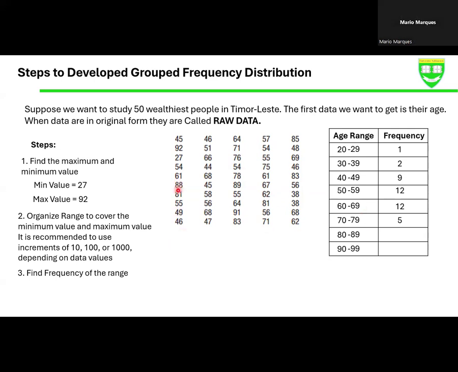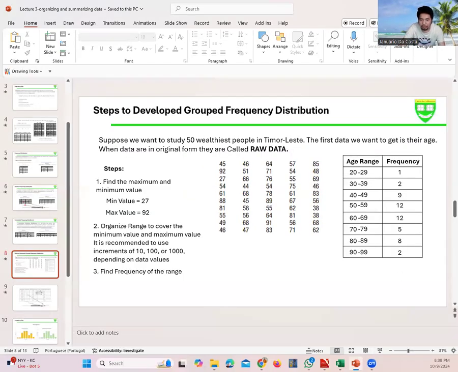1, 2, 3, 4, 5, 6, 7. Okay, so this is the 7 one.